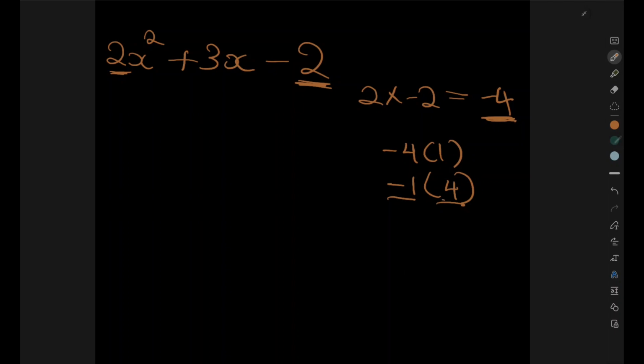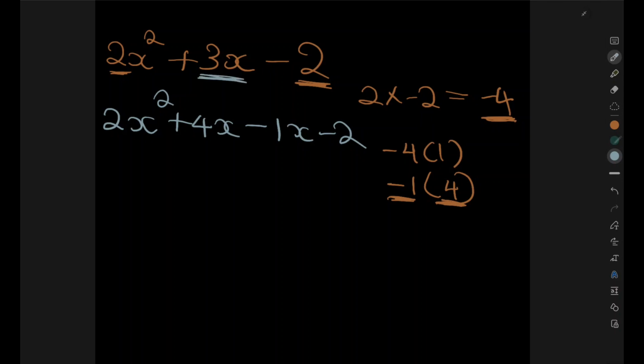So now those two values, we're going to rewrite them here. Instead of writing 3x, we're going to substitute those two values with x. So let me show you how that goes. We're going to rewrite this equation as 2x squared plus 4x minus 1x minus 2. This is basically the same equation as the previous one, right? It's just that we rewrote 3x as 4x minus x, right?